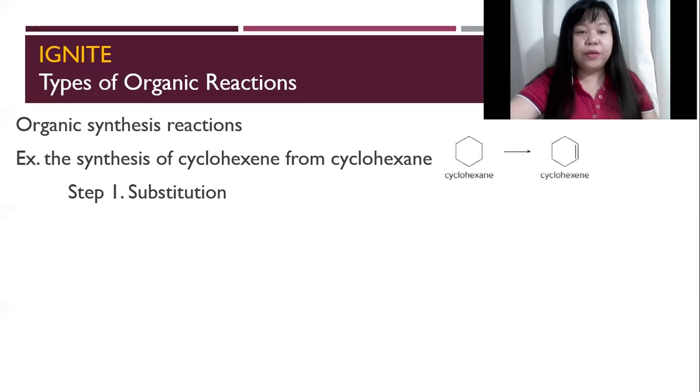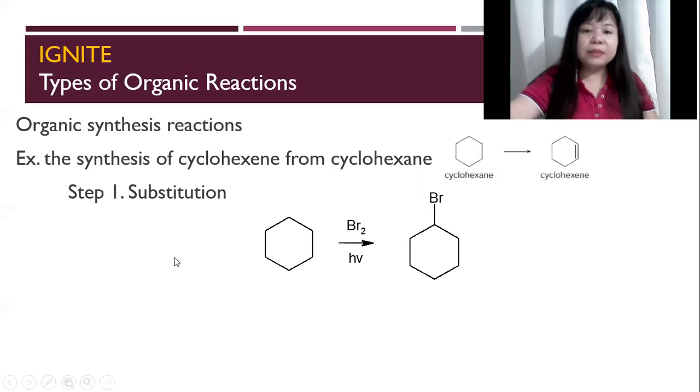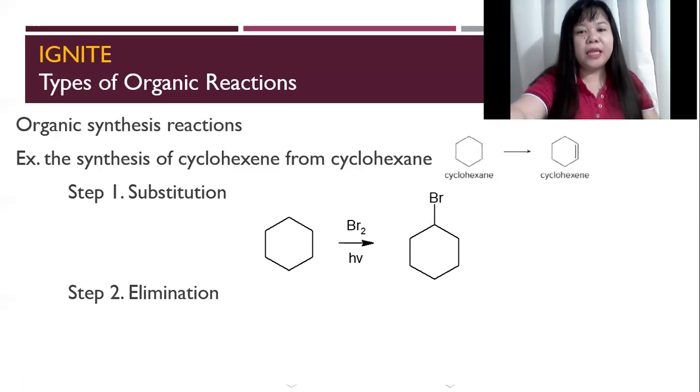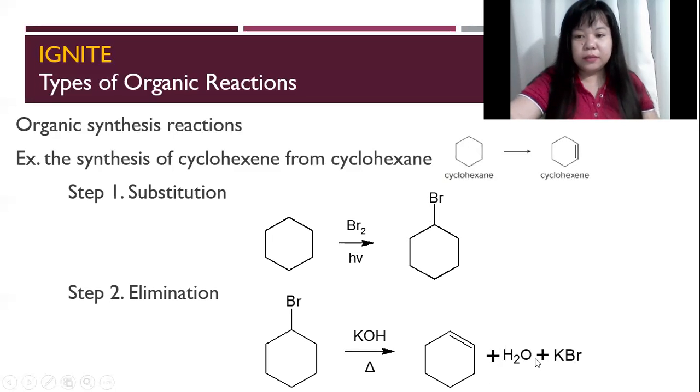However, in reality, it is usually carried out as a two-step process. First, by substituting cyclohexane with a bromide branch, and then finally by eliminating HBr. Okay, in this case, it has formed H2O and KBr because the reagent that was used was KOH. So from this structure, we have eliminated HBr to form this double bond.